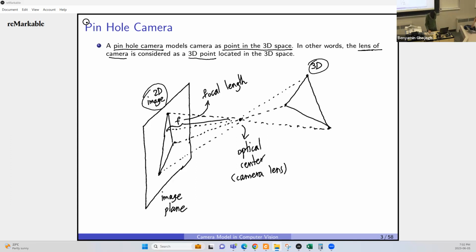In other words, the lens of the camera is considered as a 3D point. The camera lens, also called the optical center, is also a 3D point in 3D space. So the object has 3D coordinates, the camera itself has 3D coordinates, and the image that the camera generates is 2D. In computer vision, we usually consider the camera to be one point. Although it's not one point, it's big, if you consider it as one point, then it is called a pinhole camera, because it's like a pinhole.